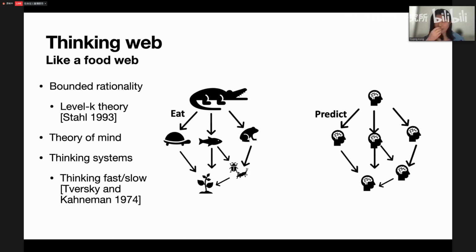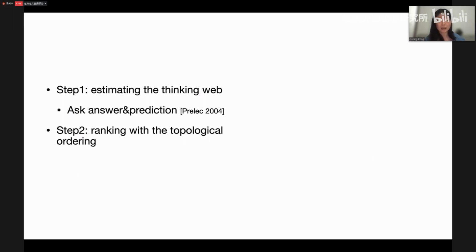It's also related to a famous book called Thinking, Fast and Slow. That book hypothesizes that people have different thinking systems, a fast thinking system and a slow thinking system. The point of our research is we assume that there is a hierarchy relationship between these systems, and this is how we use this relationship to identify the hierarchy.